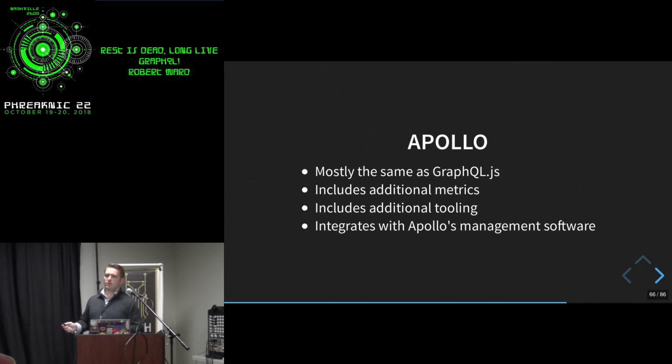Apollo is the other thing. It's a GraphQL-specific server, also written in GraphQL.js, provides some additional features on top of it. We use that at Juristat. The big advantage they give us is performance tracking and things like that, but they're a proprietary company. By no means do you have to use them.